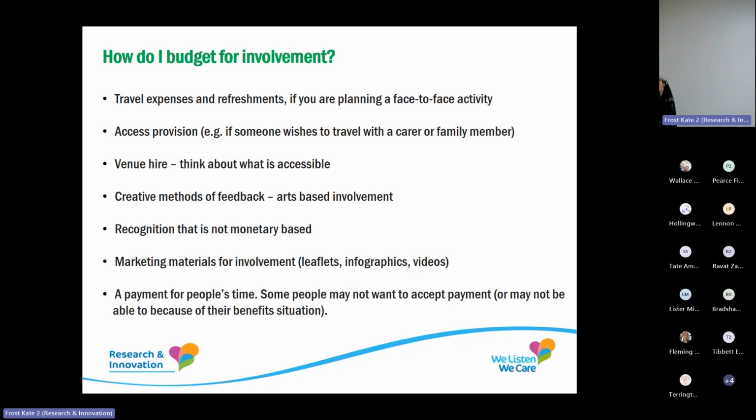If you're concerned that you don't have any funding, but you know you should be doing PPI, you want to do involvement, please come and speak to us, because funding should never be a barrier to involvement. The most important thing is to do the involvement, involve people. Any other questions before?